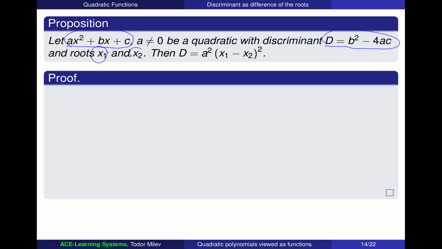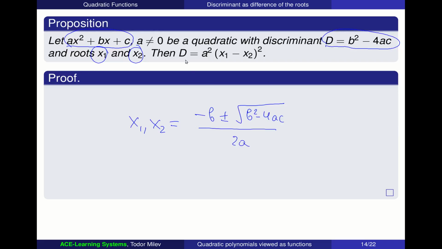So x1 and x2, they were given by some complicated formula. If you remember x1 and x2, those were minus b plus or minus radical of b squared minus 4ac over 2a. So one of these guys with the plus is x1, and the other one with the minus is x2.